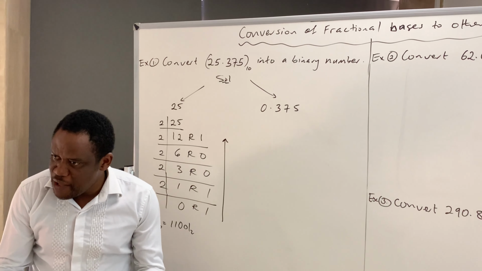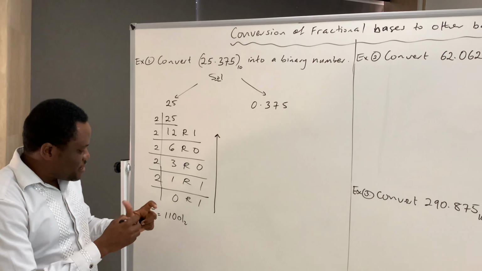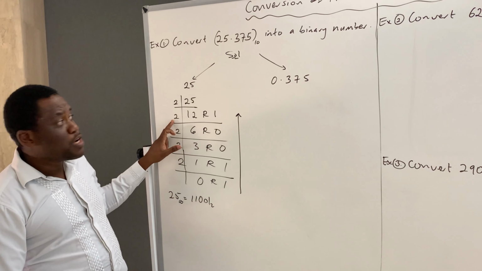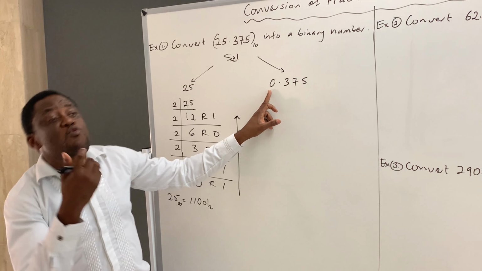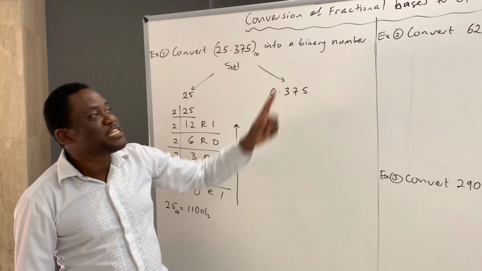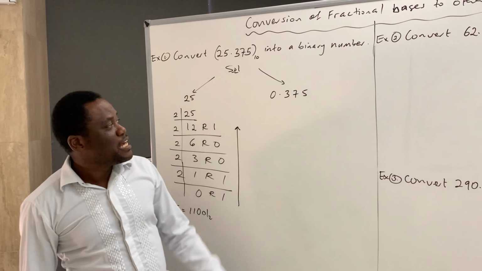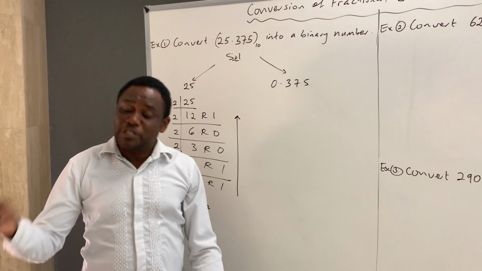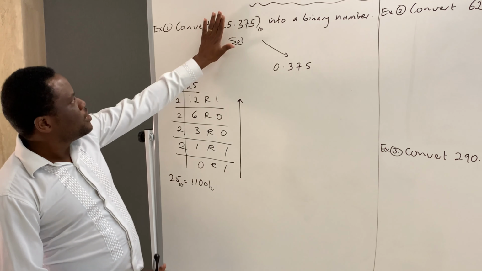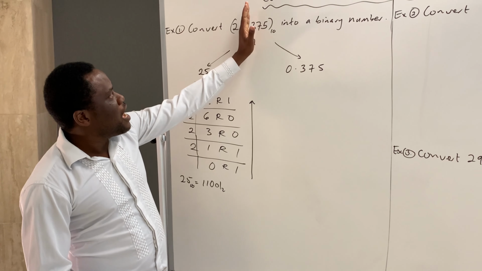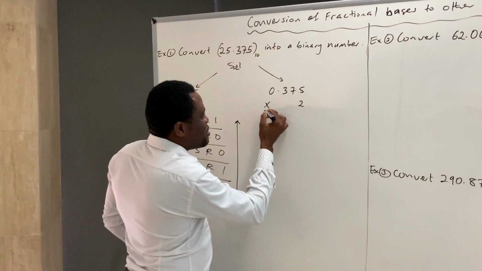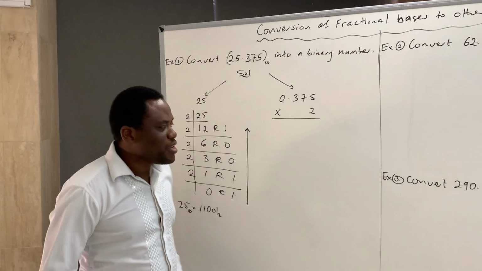Now, what do we do here? For this place, to reduce, we are dividing by 2. But for this place, to reduce, we multiply by 2. If it's base 8, we multiply by 8. If it's base 16, we multiply by 16. Do you see the difference? We divide the whole number and multiply the fraction. So what do we do? Multiply by the base. Let's go.